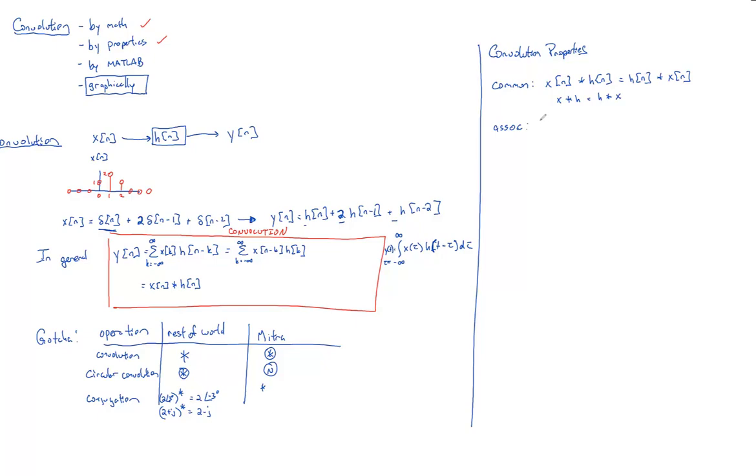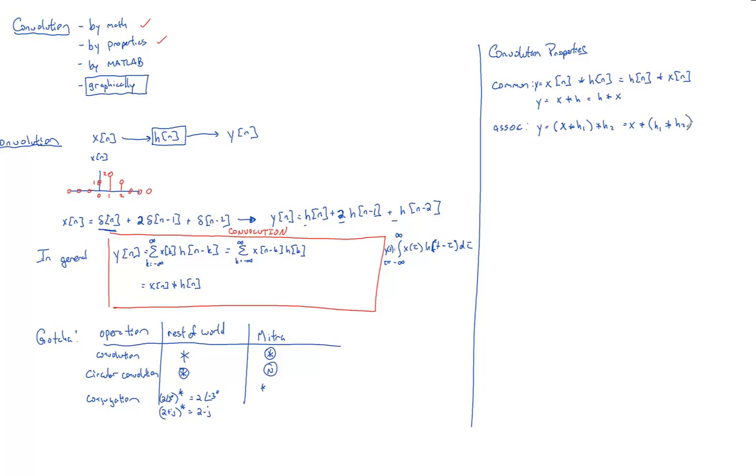If y of n was equal to x convolved with h, which is the same as h convolved with x. If y is equal to x convolved with h1 convolved with h2, then instead you could say it's equal to x convolved with h1 first, convolved with h2.